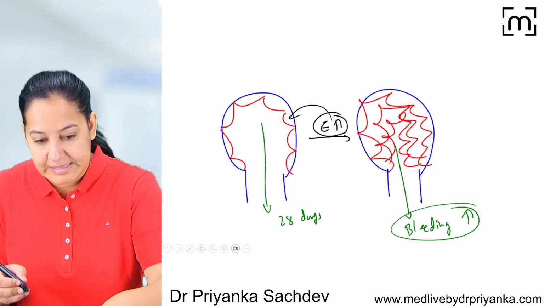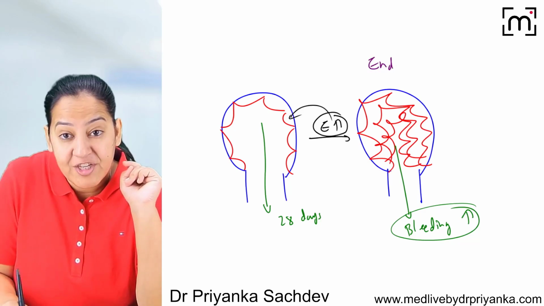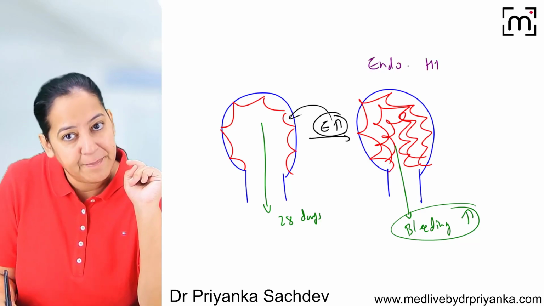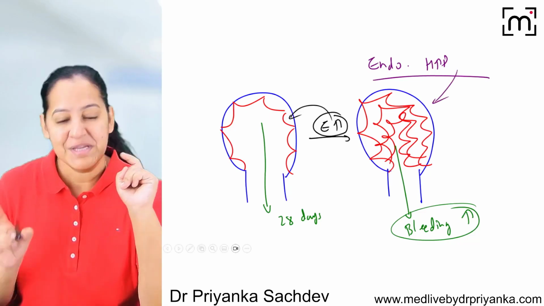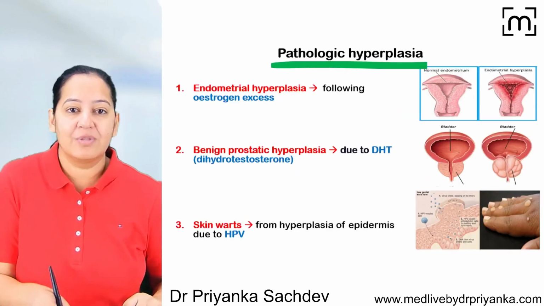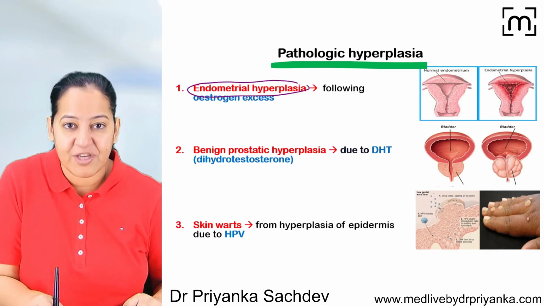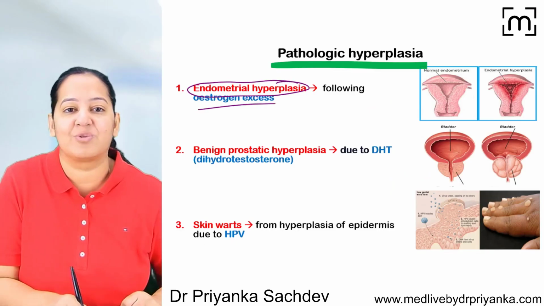The name of the disease is endometrial hyperplasia. It occurs only in females, obviously, because the uterus occurs only in females. So it's a disease in females. The name of the disease is endometrial hyperplasia, and the stressor here is the estrogen excess.